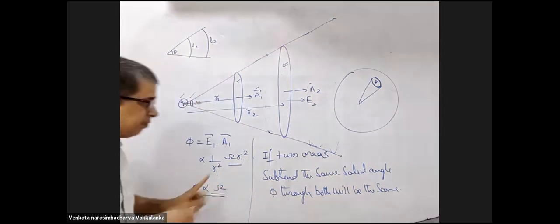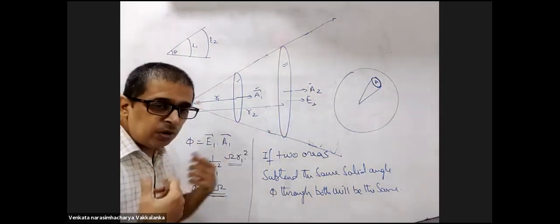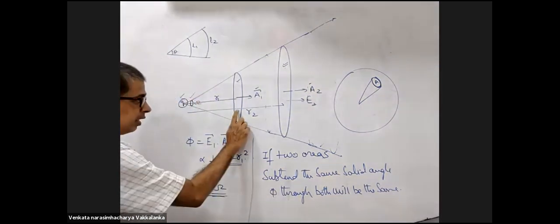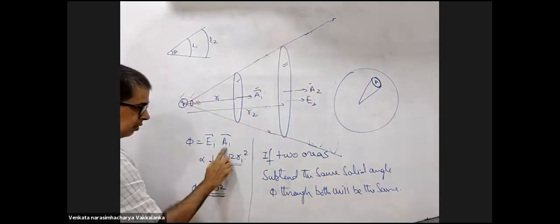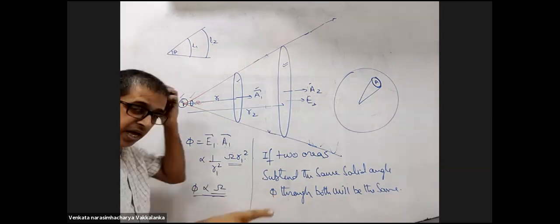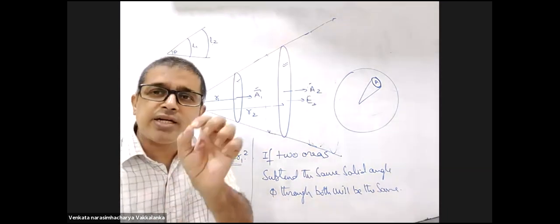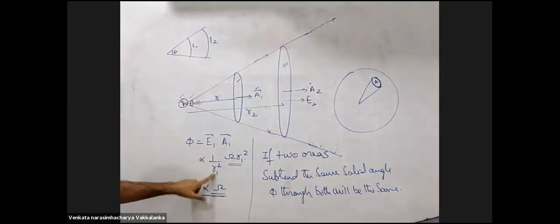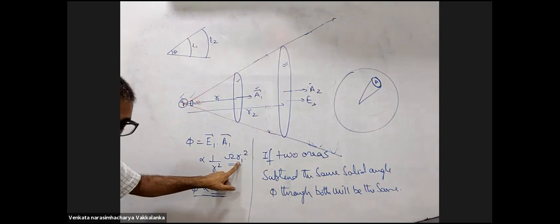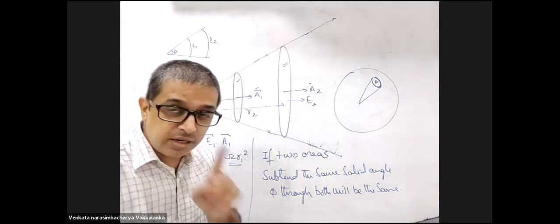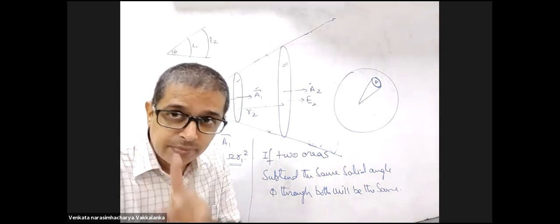Listen carefully. Now here I am able to justify. What are you justifying? Increase in area by r square, decrease in field by r square. So the product gives me constant. Field decreases at the rate of r square. Area increases at the rate of r square. So the flux will be constant. This is what you are telling me?